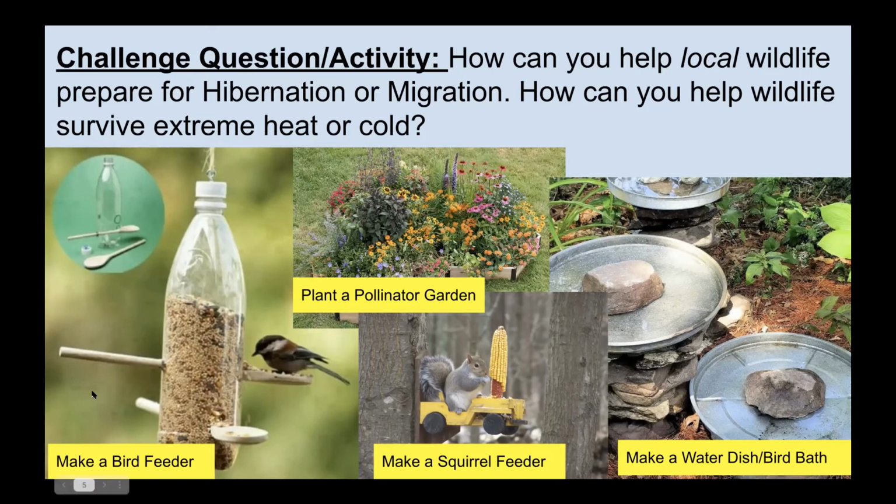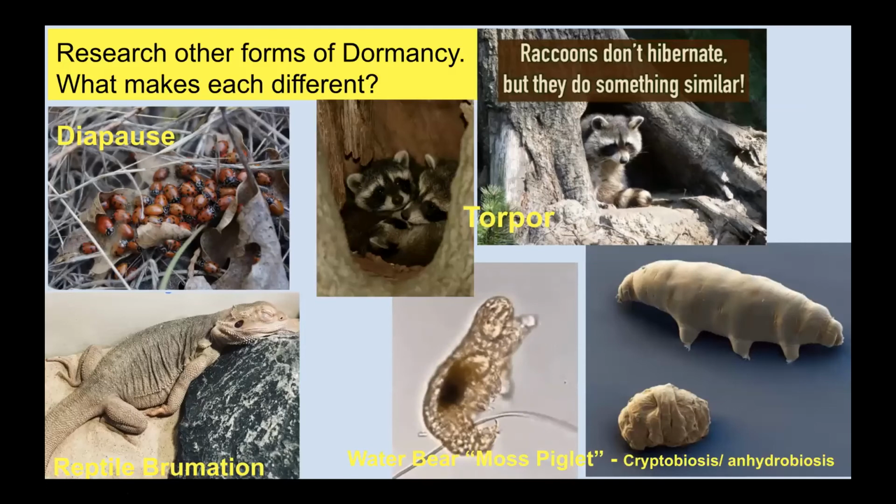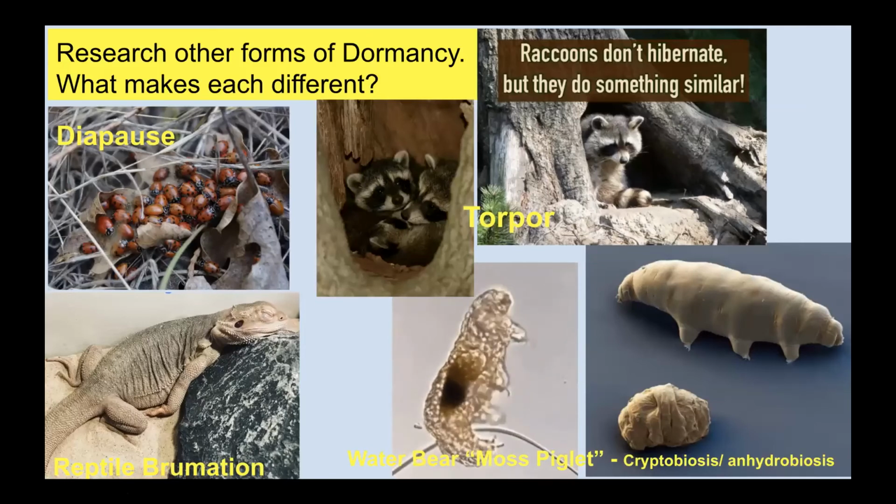Here's an example of how you can make your own bird feeder just using a plastic water bottle. Again, just throw some seeds out and plant a garden. I like to feed the squirrels. My neighbor doesn't. He doesn't like the squirrel friends, but I like to feed the squirrels. I think they need food too. Or make things like a water dish or a bird bath to help create a good stopover or place for the animals to go. And then my last thing is just a little extra activity.